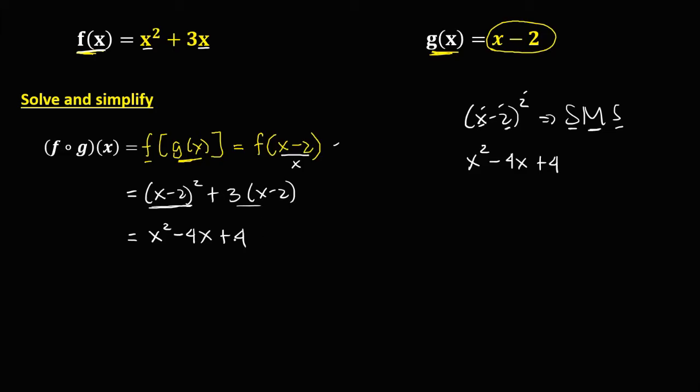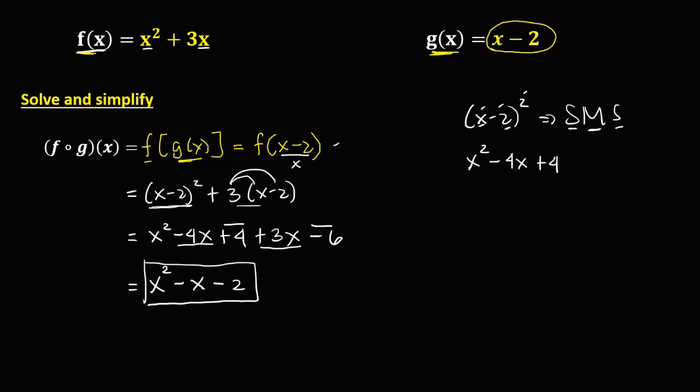Then for this term, apply the distributive property. So 3 times x, this one is positive 3x. 3 times negative 2, that's negative 6. Then combine like terms. So we have x squared. Then this negative 4x and positive 3x, that's negative 1x or negative x. And this positive 4 and negative 6, this one is negative 2. So therefore, f of g of x is equal to x squared minus x minus 2.